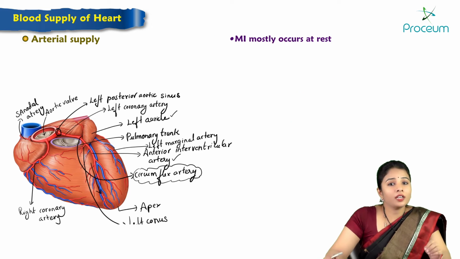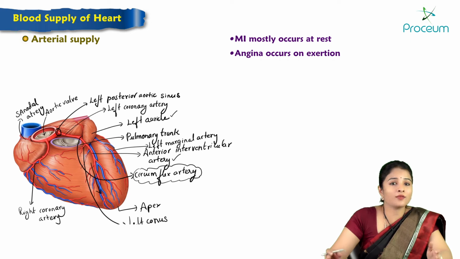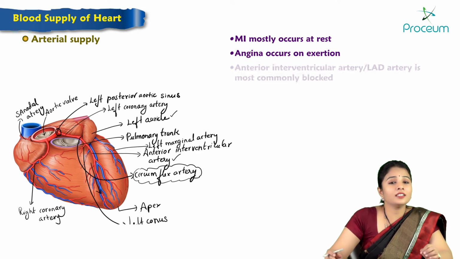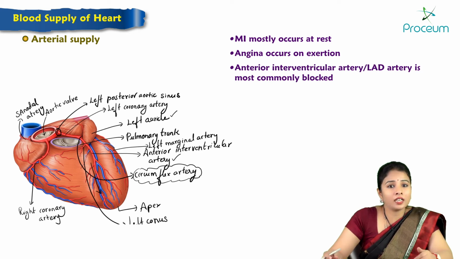So myocardial infarction mostly occurs at rest, whereas angina, that is angina pectoris, occurs on exertion. So that is the difference which you have to note down here. The anterior interventricular artery, that is the left anterior descending artery, is most commonly blocked. That is also an important point to note down.